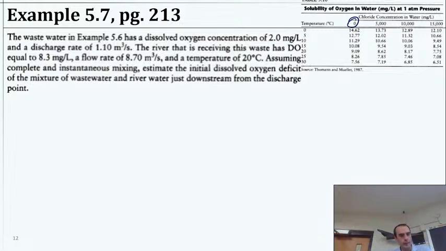So this example says the wastewater in a prior example has a dissolved oxygen concentration of 2 milligrams per liter and a discharge rate of 1.1 cubic meter per second. The river that is receiving the waste has a DO equal to 8.3 milligrams per liter, a flow rate of 8.7 cubic meters per second, and a temperature of 20 degrees Celsius. So that puts us, for the plot here, at 20 degrees Celsius. It's 9.09 here is our value.